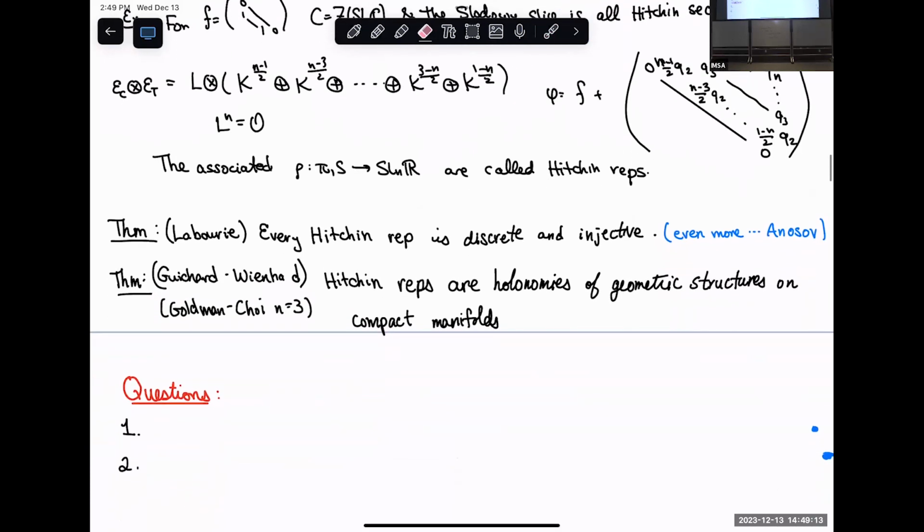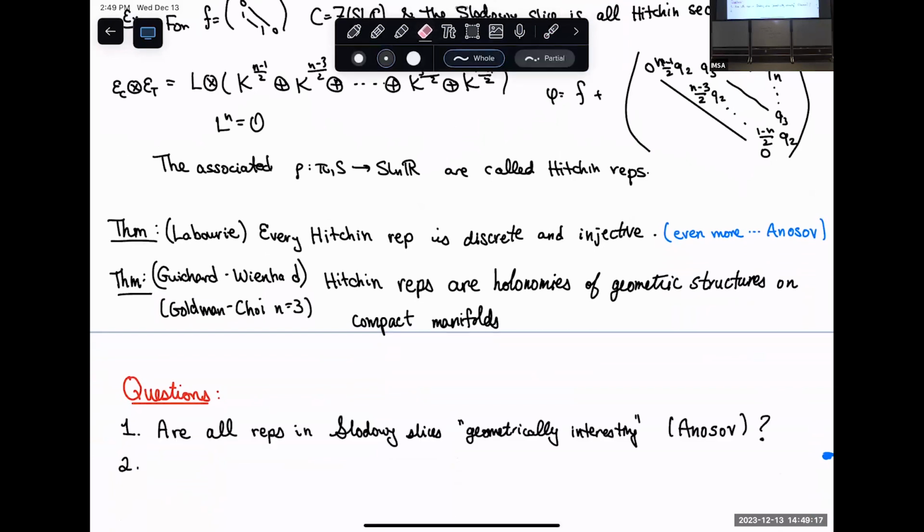Okay, so now I have two questions that I would really like to understand better. The first one is that this Slodowy slice describes to me these special components or special set of representations for the principal nilpotent or principal SL2.